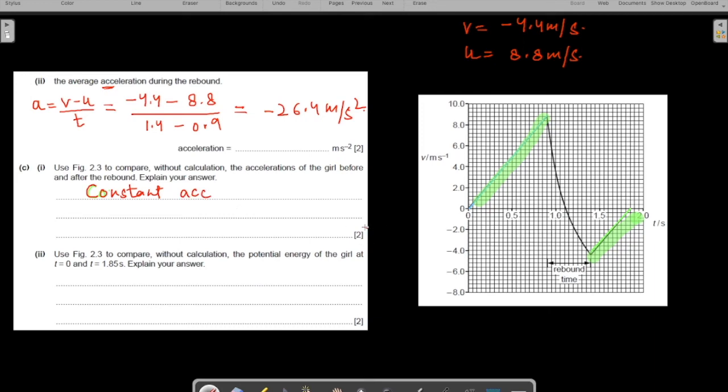Constant acceleration, 2-mark question. One of the marks you will get for writing that they are constant acceleration. And if you notice, they are parallel lines. What does it mean? They have the same gradient. Whatever is the gradient here is the gradient here. Same acceleration. Gradient on a velocity time graph means acceleration. So same acceleration, and the constant acceleration.